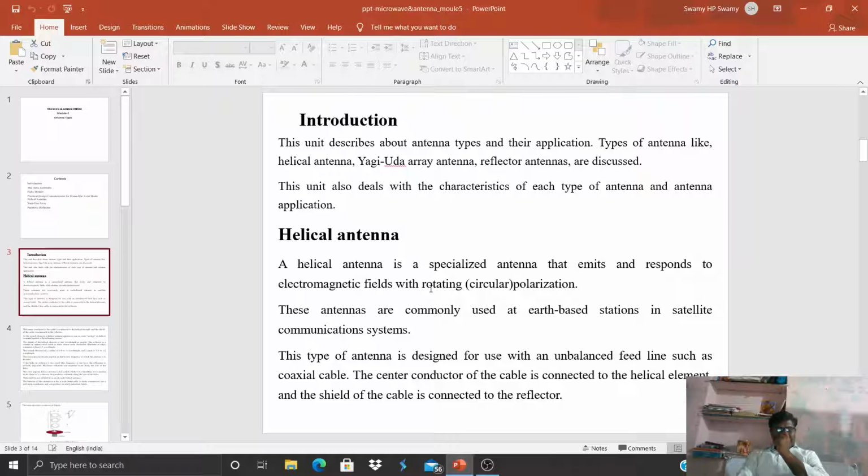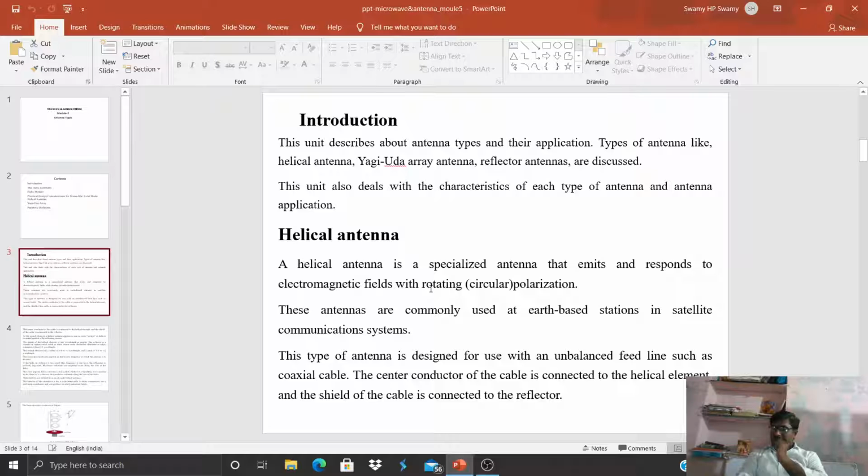These helical antennas are commonly used at earth-based stations in satellite communication systems. This type of antenna is designed for use with an unbalanced feed line, whereas in a thin linear antenna, your feed line is centrally fixed with the balanced two-wire transmission line. But this helical antenna is not used with a centrally fed transmission line.